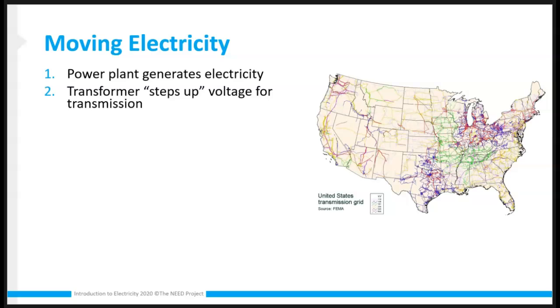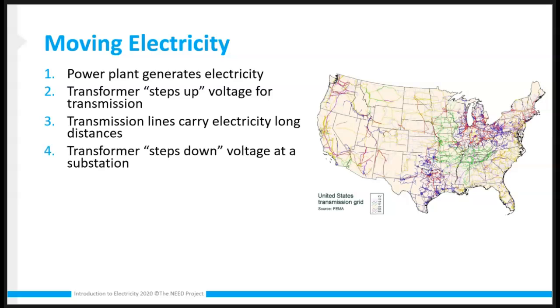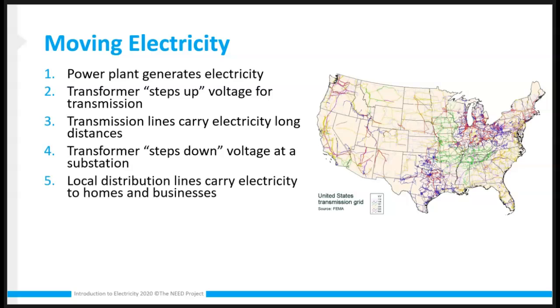Now that it's up to a higher voltage, it can travel along those big transmission lines. When it gets a little bit closer, the transformers have to step the voltage back down to get it safer. These are those substations you might see on the side of the highway. It then follows smaller transmission lines to get to your neighborhood, still at a higher voltage, to get to homes, businesses, schools.